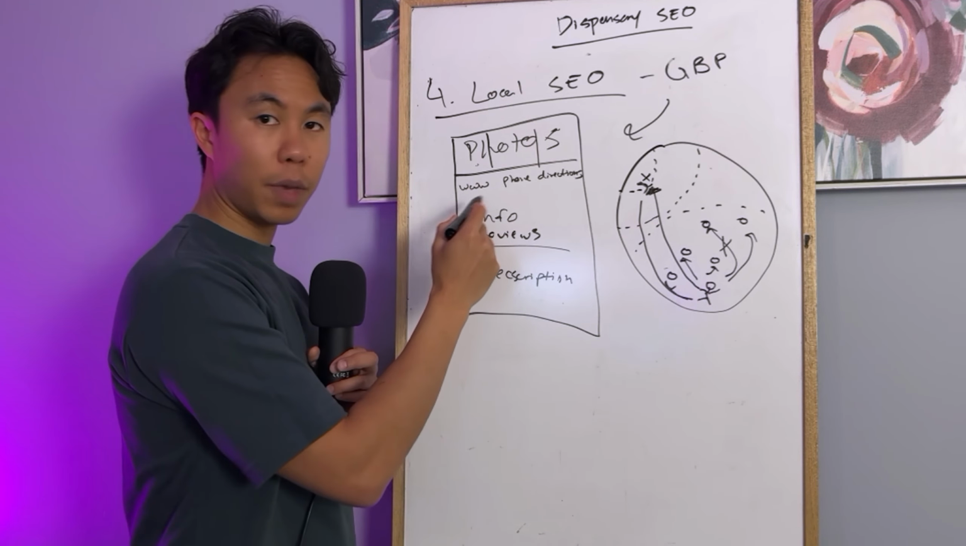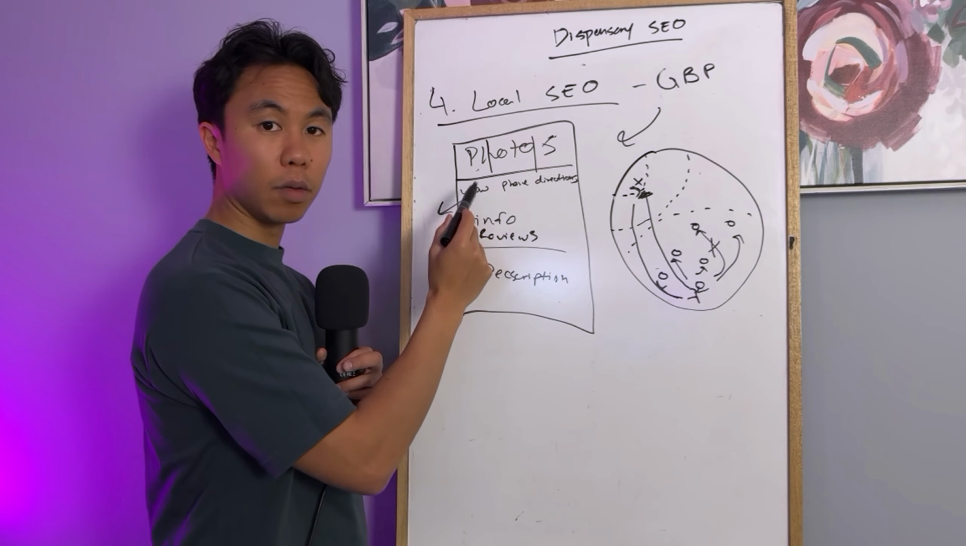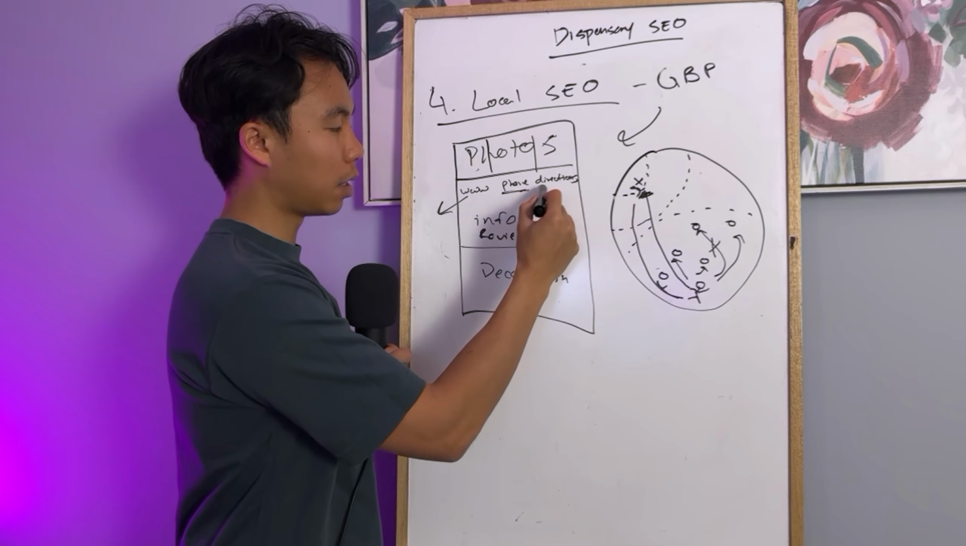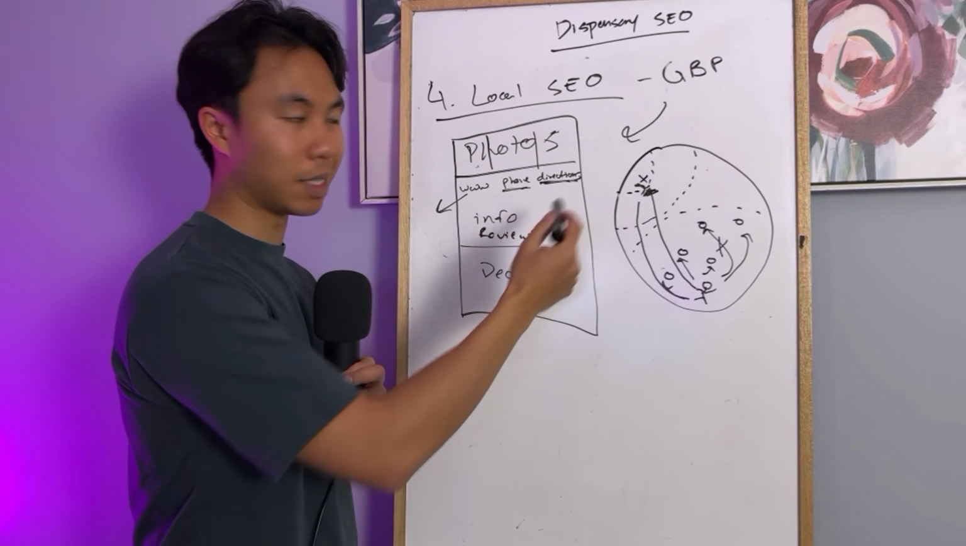The next one is you want to make sure you link your website here, right? Link your website to your Google Business Places profile. You want to link your phone number, and then obviously the directions will populate because that's exactly what's there too.